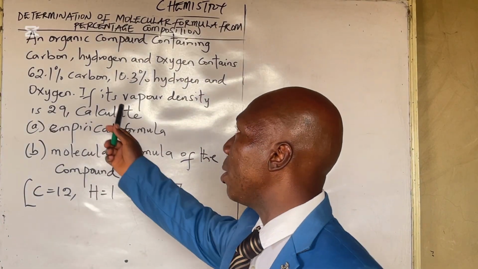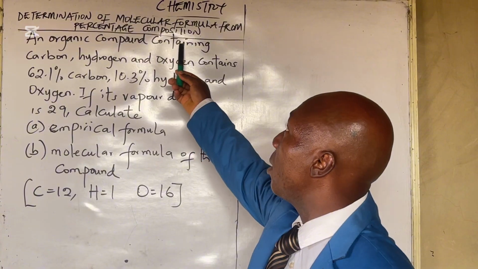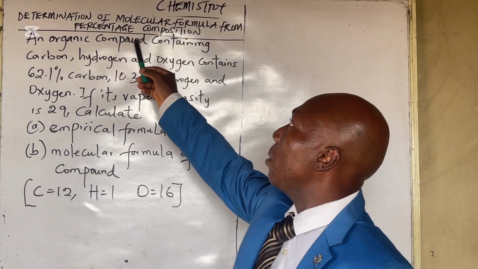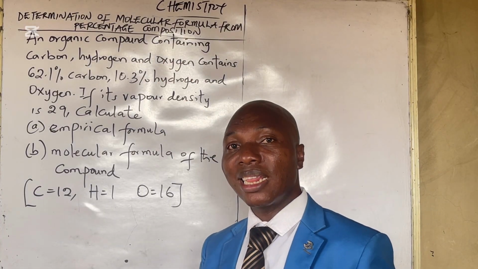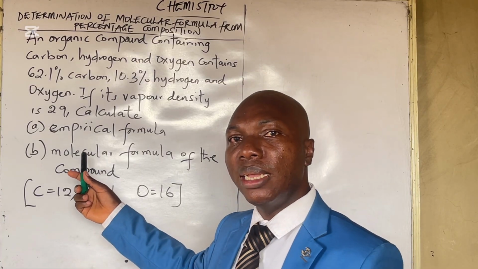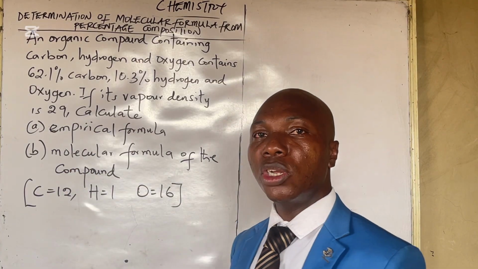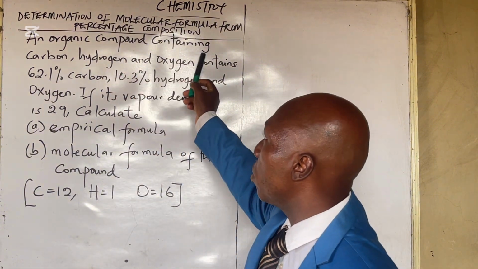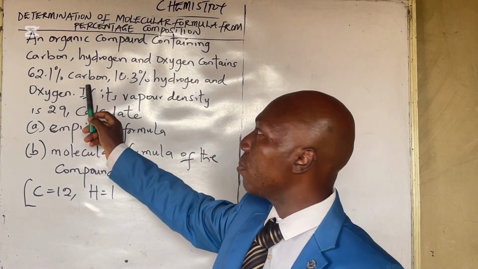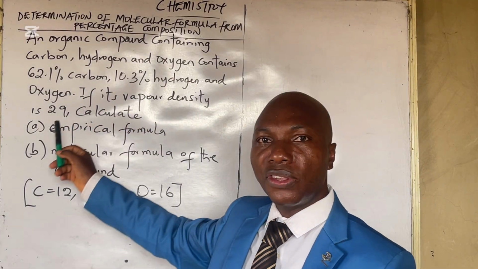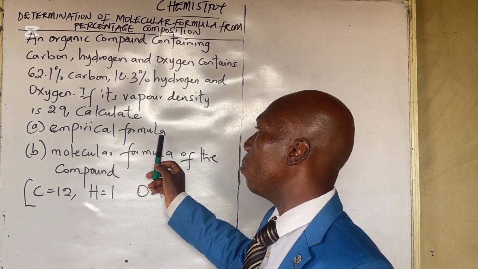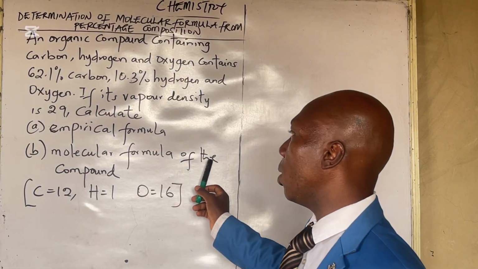So today we want to examine how to calculate the molecular formula, the determination of molecular formula from the percentage composition. In the last class we talked about percentage composition. So we want to see how we calculate the molecular formula from the given question on the board. We have an organic compound containing carbon, hydrogen and oxygen. It contains 62.1% carbon, 10.3% hydrogen and oxygen. If its vapor density is 29, A, calculate the empirical formula. B, the molecular formula of the compound.